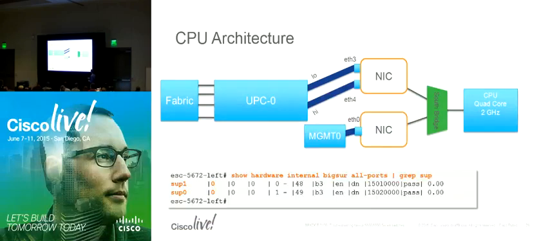And also you can use this command to get the mapping for the CPU ports to the ASIC. As I said, it's UPC 0. If you don't trust me, you can use this command.